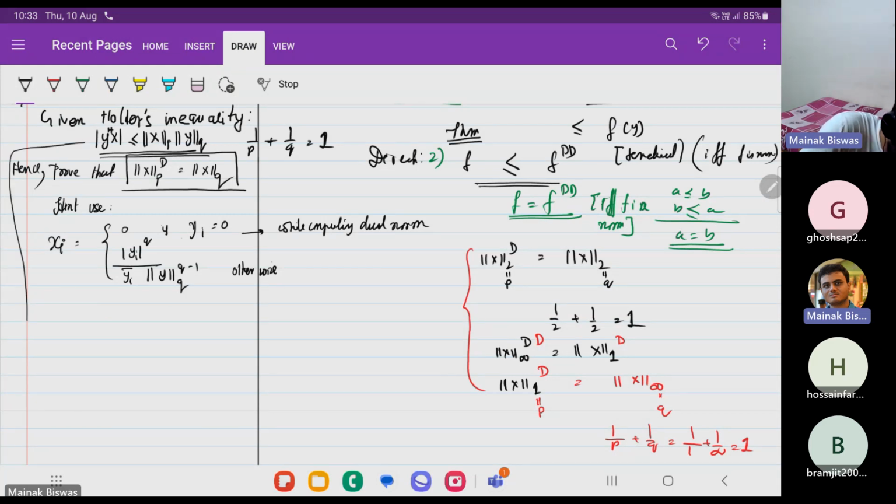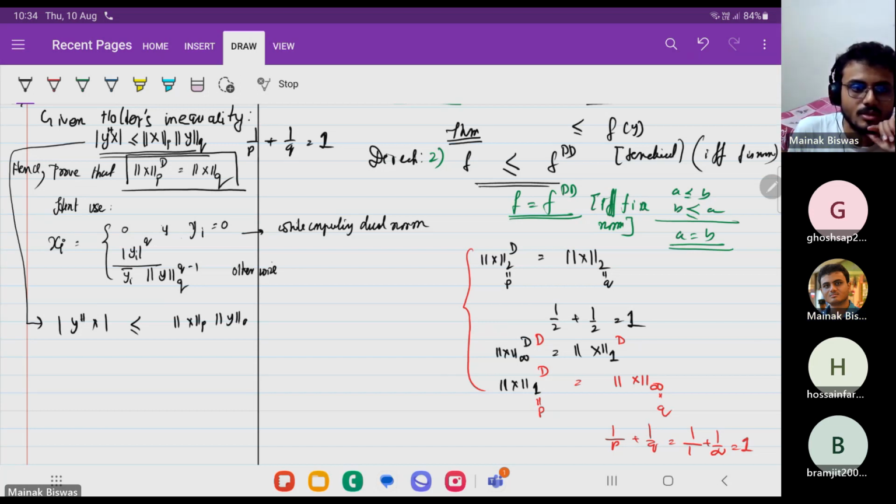Can you tell me what I can show? So y Hermitian x is given to be less than ||x||_p into ||y||_q. What can I show from this? I can show one direction of the proof. So if I have to show equality, when you can't think of anything, try to show both inequalities, right? Try to show this inequality also and this inequality also. From this, what inequality can I show? This has to be your step 1 or direction 1.